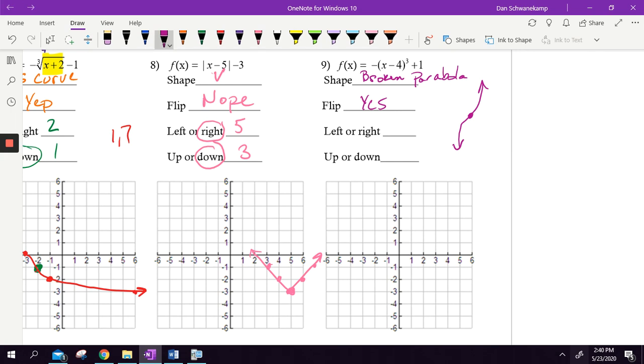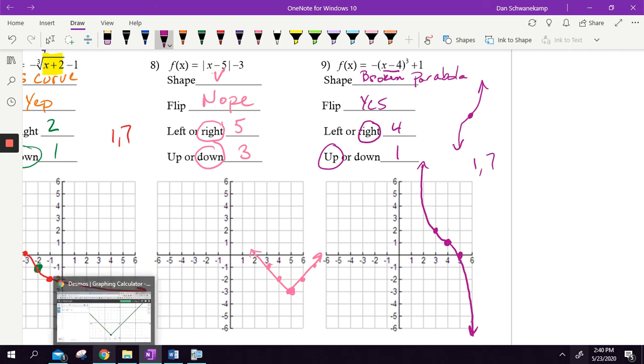Did it move left or right? It moved -4, so it's going to move me right 4. The +1 is going to move me up 1. Right 4, up 1. There's my starting dot. My pattern is 1, 7. So I'm going to go up 1, over 1 this way, up 1, over 1 that way. It's going to go like that. And then down here, I dropped that one too far. It's going to look like that.